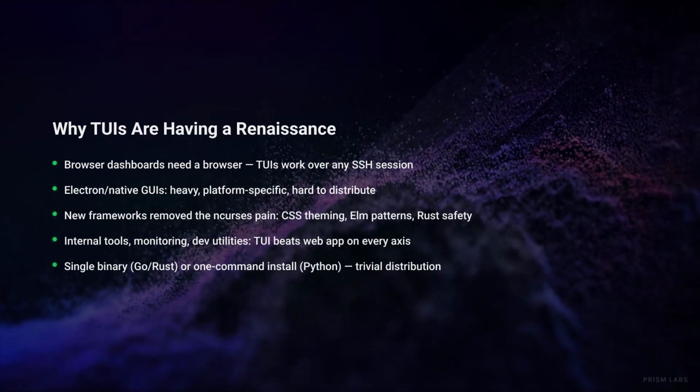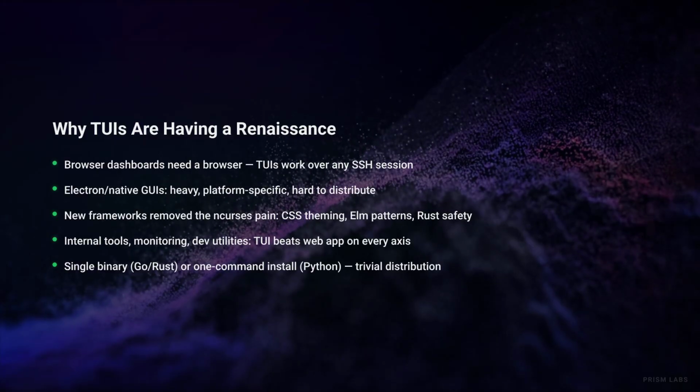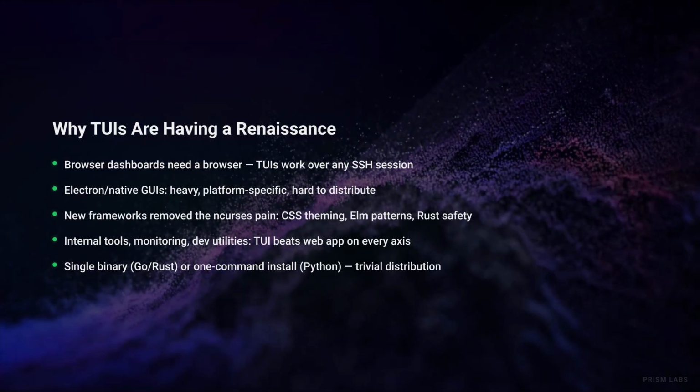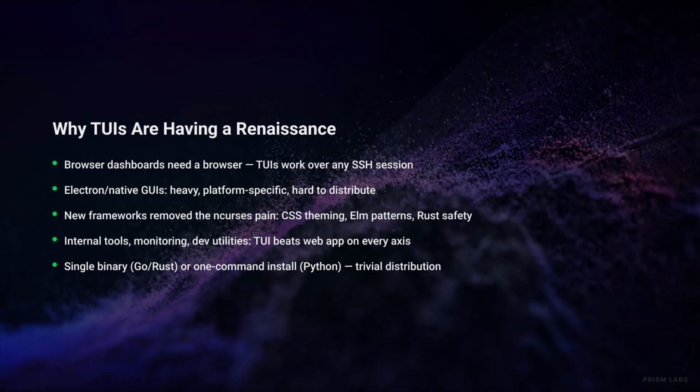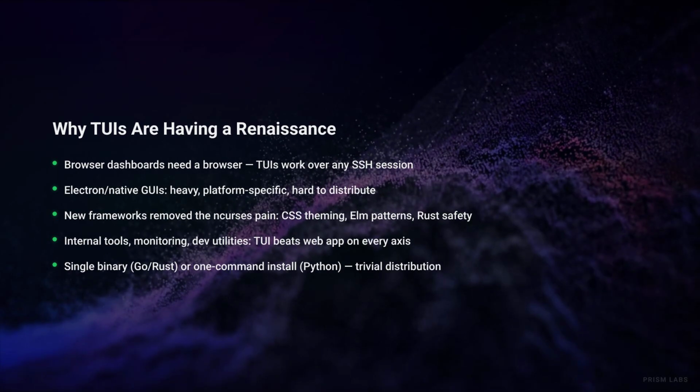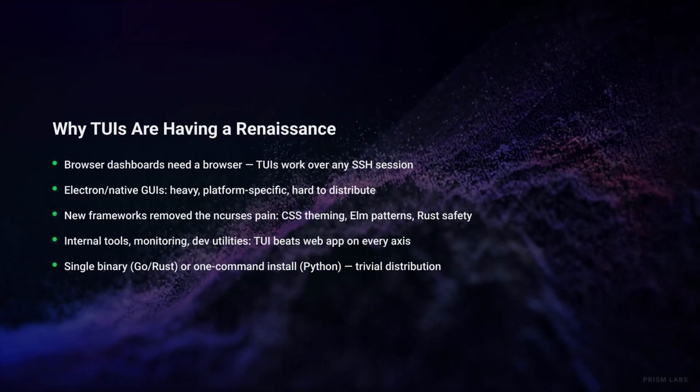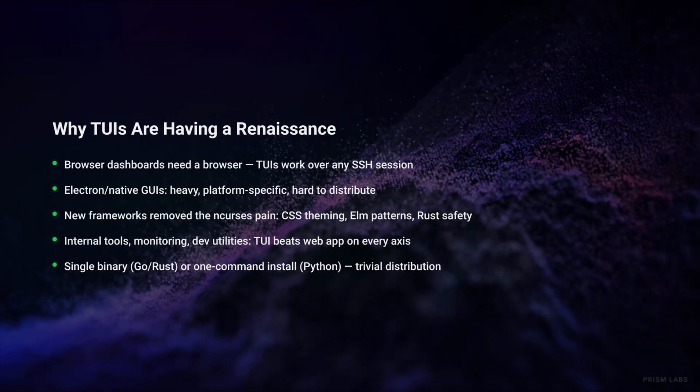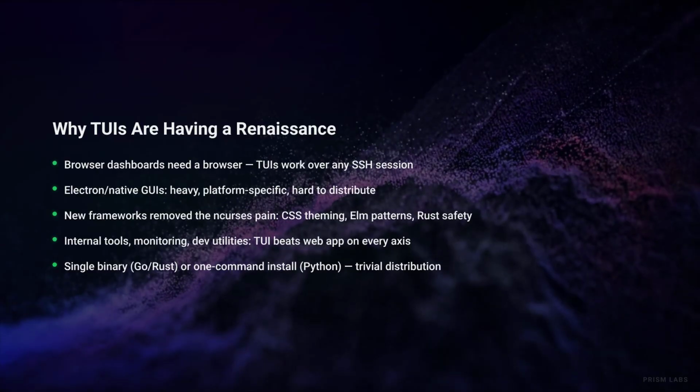Browser-based dashboards require a browser. Electron apps are heavy. Native GUIs require platform-specific builds. SSH sessions can't show you a web app. Terminal apps, on the other hand, work anywhere a terminal works. They're lightweight, fast to start, and composable with the Unix pipeline.